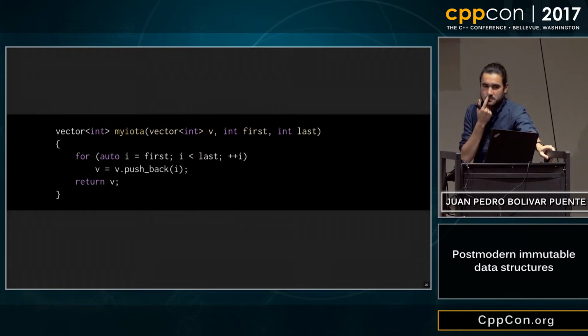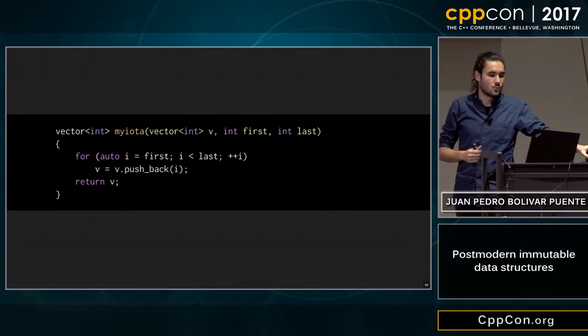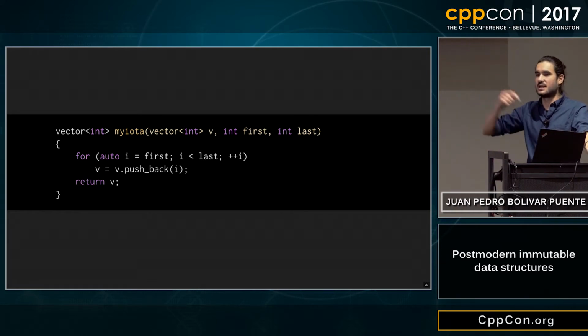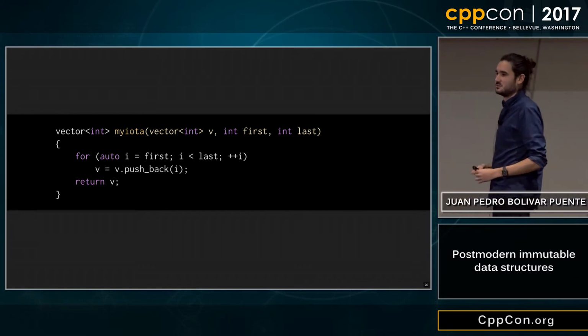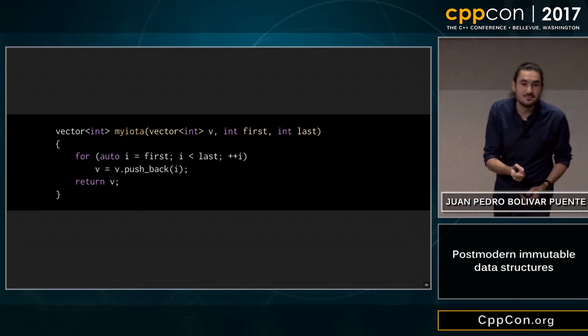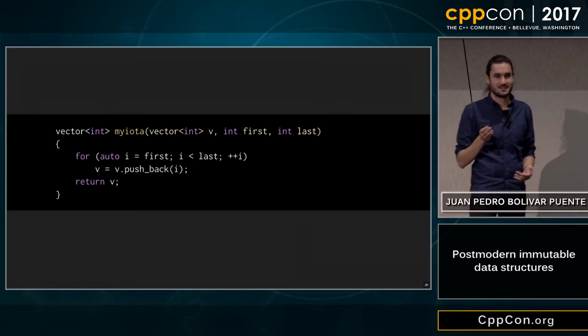Let's look at this function here. This function takes an immutable vector. I'm using the immer namespace everywhere here. Nothing is std vector. This is an immutable vector where we push back in a loop. We populate it with every integer between first and last, and then return the new updated vector. Can anyone see what's the problem with this function? Sorry? Adding one at a time. And what's the problem with adding one at a time?